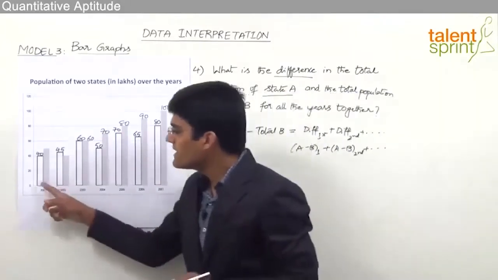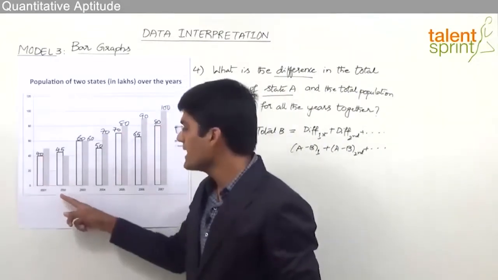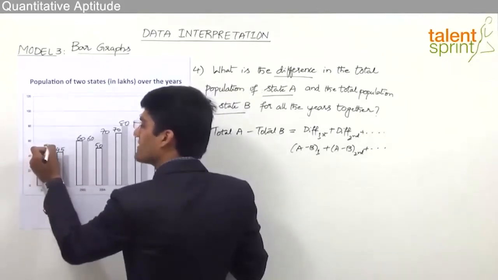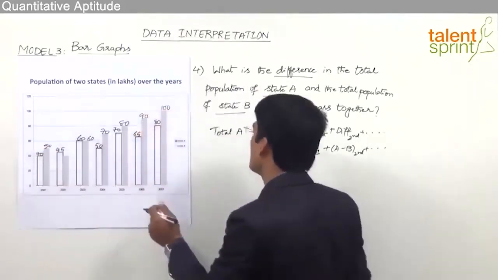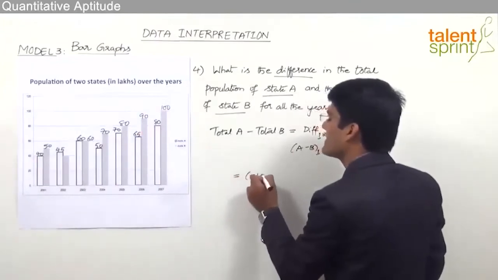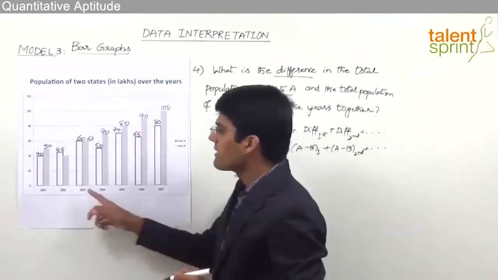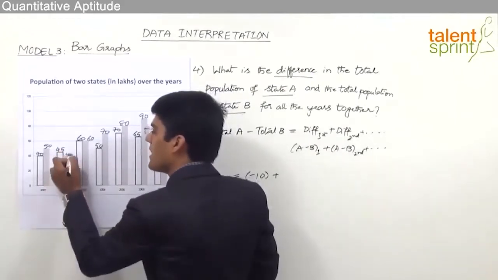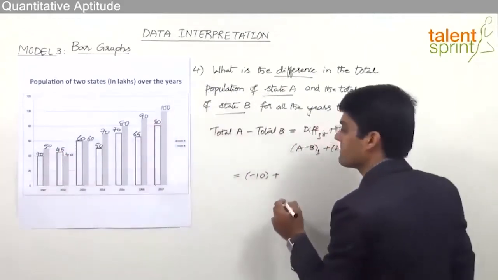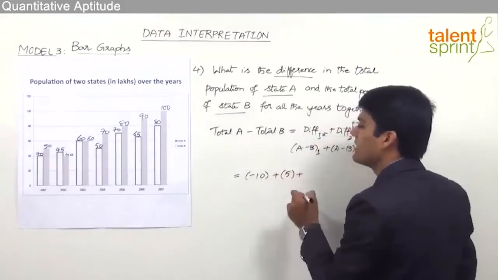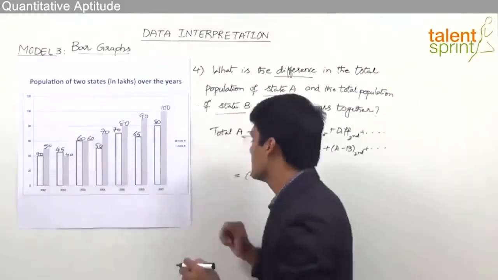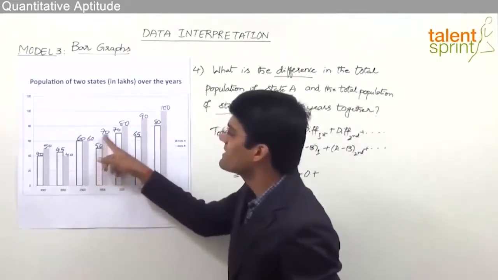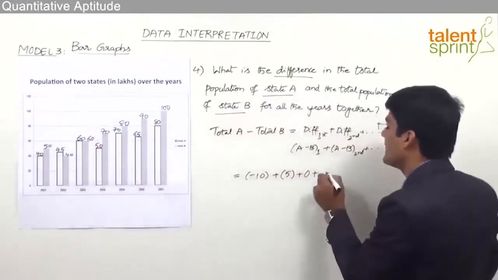In the first year we see that A's population is 40 lakhs and B's population here will come out to be between 40 and 60, so it can be taken as 50. So in first year 40 minus 50, the difference will be minus 10, plus second year A's population is 45, B's population is 40. So now A minus B here is 5. Third year 60 and 60, there is no difference, so it can be taken as 0. Fourth year A is 50, B is 70, A minus B will be minus 20.